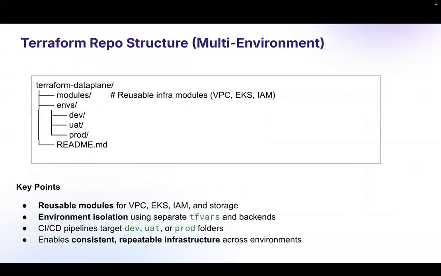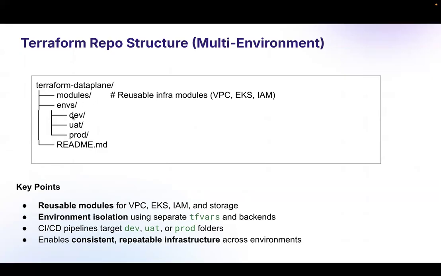So I'll give a very basic example of how you can manage your Terraform repo structure if you have multiple environments. I'll call it Terraform Dataplane, and inside that you can call a module. The module will be reusable, so you don't need to create a separate module each and every time. Let's suppose you have three environments, dev, UAT, prod, or pre-prod as well, so four environments. In that case, you can utilize a module as a central repository, and you don't need to modify the module code each and every time.